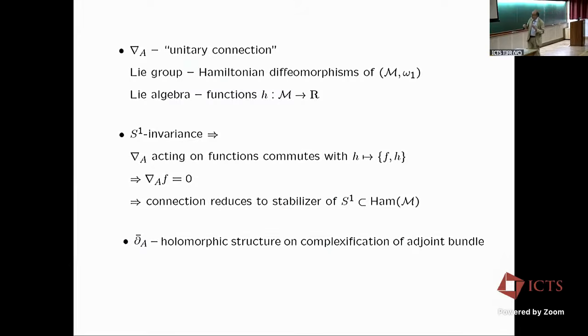So there's something in the subgroup, if you like, something in the compact, in inverted commas, group, which is a circle. And now this is something which I will make more concrete later on. That the d bar part of A is supposed to determine a holomorphic structure on the complexification of the adjoint bundle.